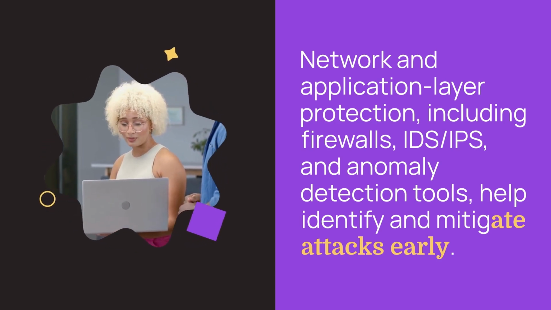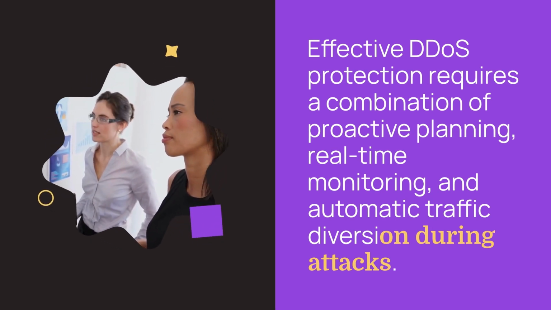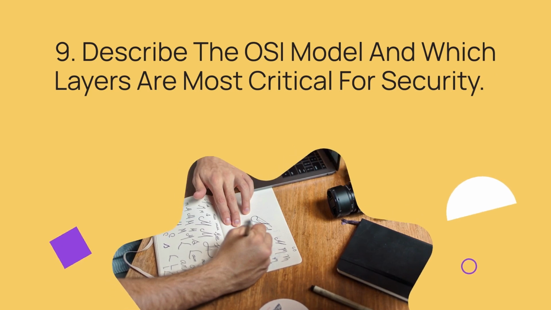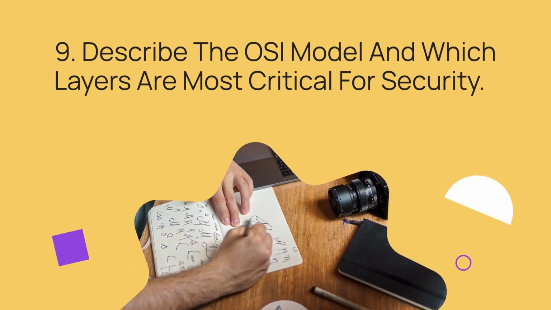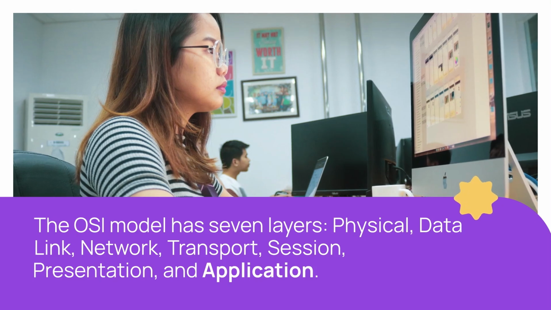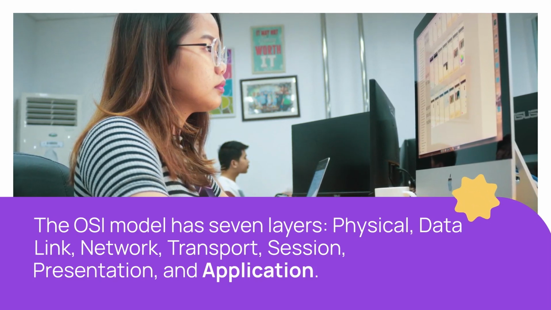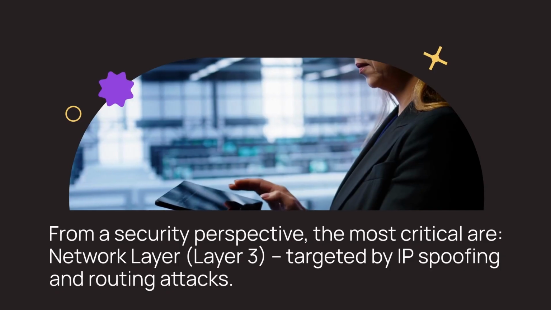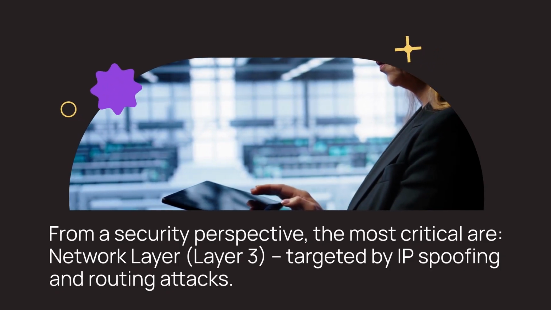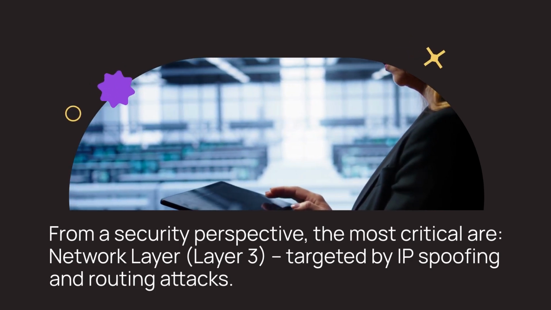Effective DDoS protection requires a combination of proactive planning, real-time monitoring, and automatic traffic diversion during attacks. 9. Describe the OSI model and which layers are most critical for security. The OSI model has 7 layers: physical, data link, network, transport, session, presentation, and application. From a security perspective, the most critical are network layer, layer 3, targeted by IP spoofing and routing attacks.